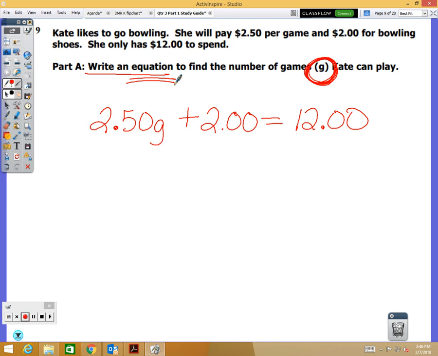Other ways that some people wrote this, some people wrote 12 minus $2 in parentheses, you have to add those, divided by 2.50 equals G. That would be fine also. Any questions about 9?